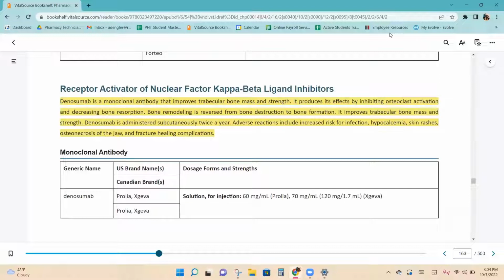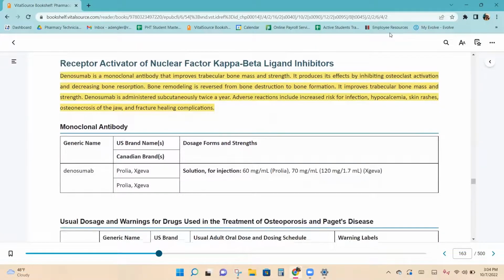Denosumab is a monoclonal antibody that improves trabecular bone mass and strength. It produces its effects by inhibiting osteoclast activation and decreasing bone resorption. Bone remodeling is reversed from bone destruction to bone formation. Denosumab is administered subcutaneously twice a year. Adverse reactions include increased risk for infections, hypocalcemia, skin rashes, osteonecrosis of the jaw, and fracture healing complications.